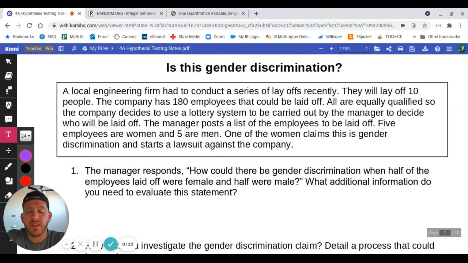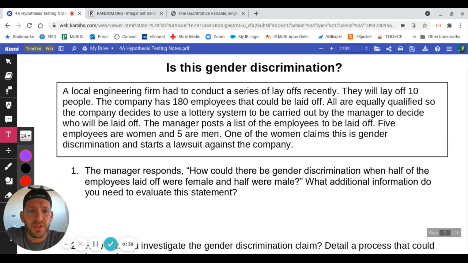So we're starting off with this scenario and determine, is this gender discrimination? A local engineering firm had to conduct a series of layoffs recently. They laid off 10 people. The company has 180 employees. All are equally qualified, so the company decides to use a lottery system to be carried out by the manager to decide who will be laid off.